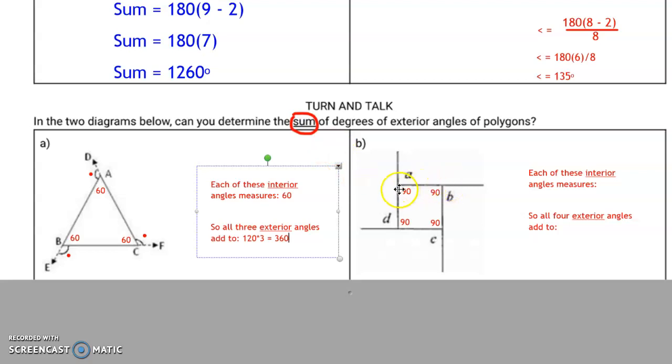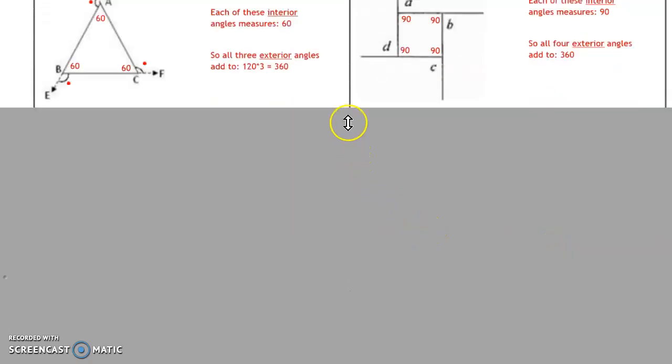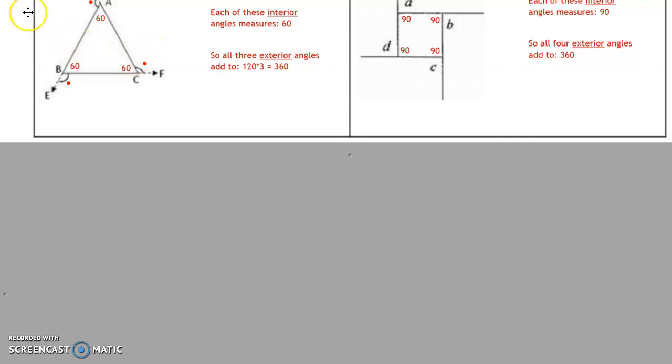For this next one, we have these 90s, and each of the interior angles measures 90 degrees. That means that angles A, B, C, and D, these exterior angles, also measure 90 degrees, because 90 plus 90 is 180. So all four exterior angles add up to, well, let's see, 90, 180, 270, 360. Hey, what do you know? That's another 360. There's a pattern forming here, folks, and it's not a coincidence. The exterior angles of a polygon should always add up to 360 degrees.